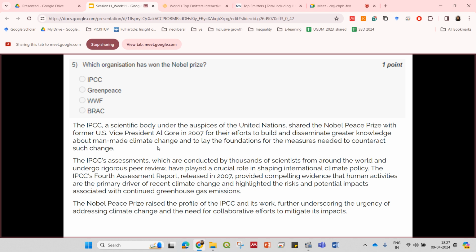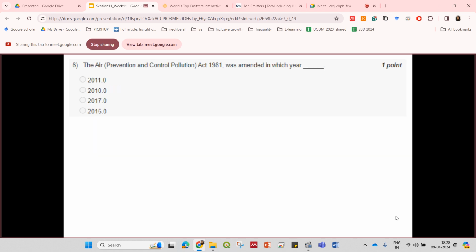So I hope this is clear as well. The IPCC, together with the former Vice President of the US, Al Gore, won the Nobel Peace Prize in 2007. Okay, moving on to the next question, which is: the Air Prevention and Control of Pollution Act of 1981 was amended in which year?